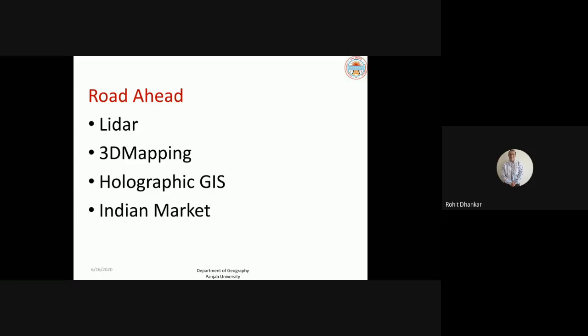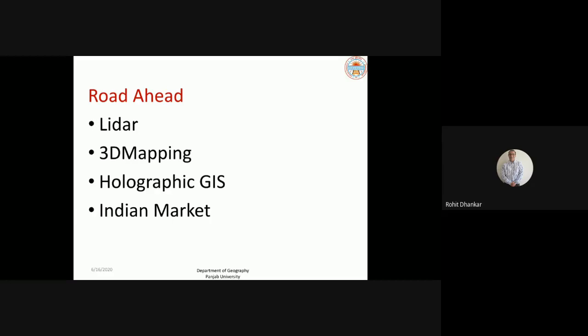So now let's talk about the road ahead. Well, I saw one of the videos of Rohit on working on LiDAR. LiDAR, I think, is currently in the starting phase in the India market. There are some good companies working with LiDAR data. LiDAR data consists of a lot of data, and every point has a lot of information.